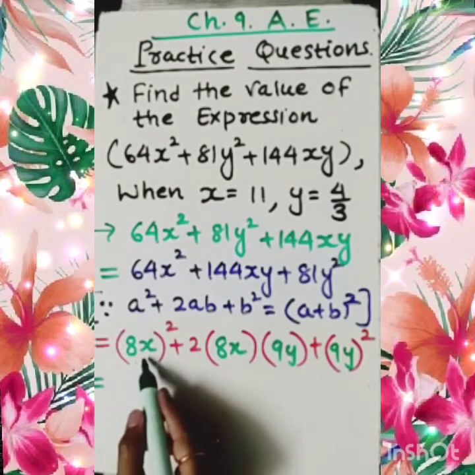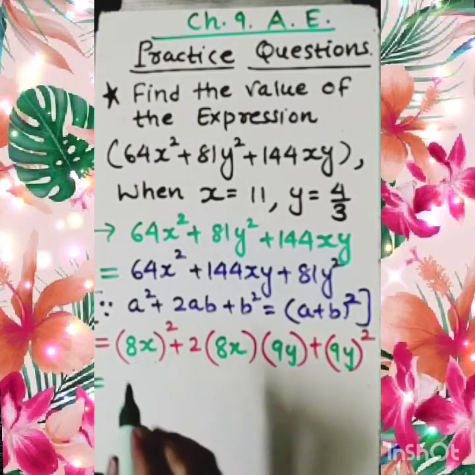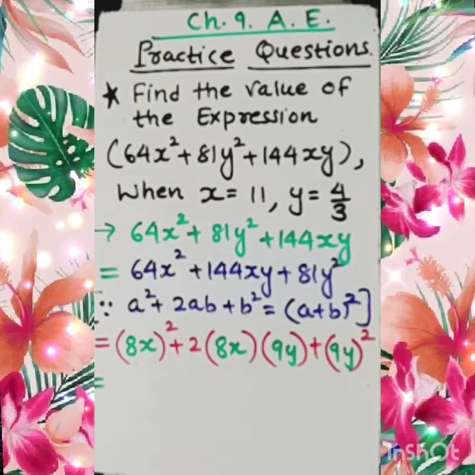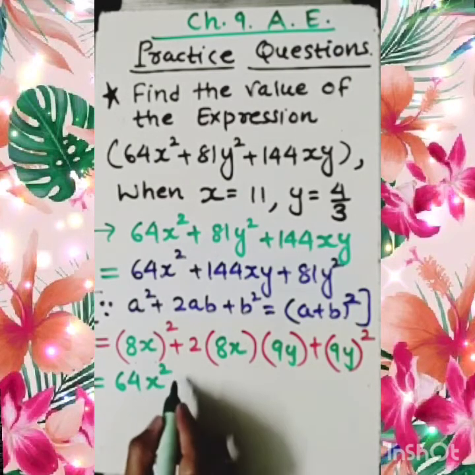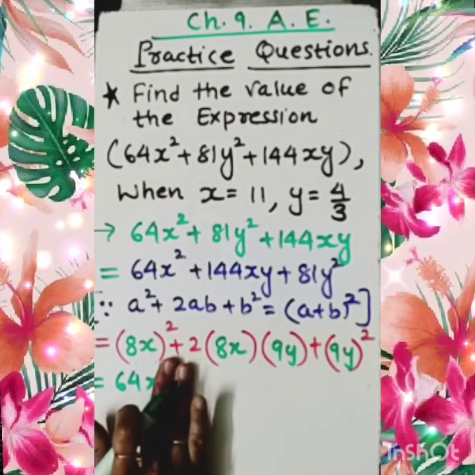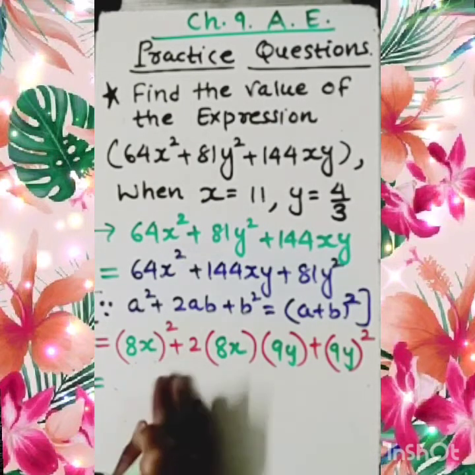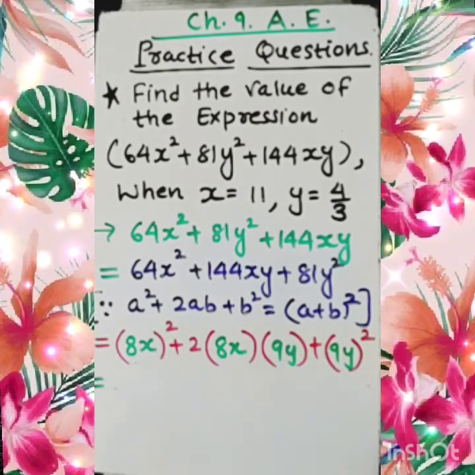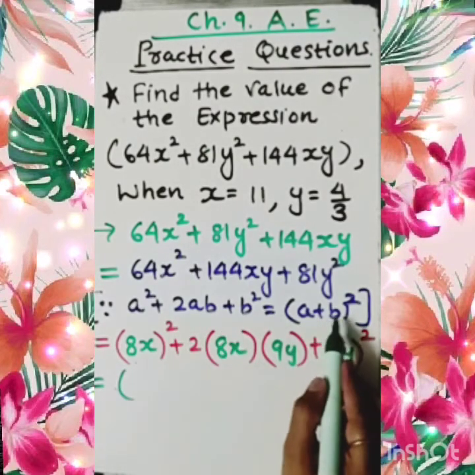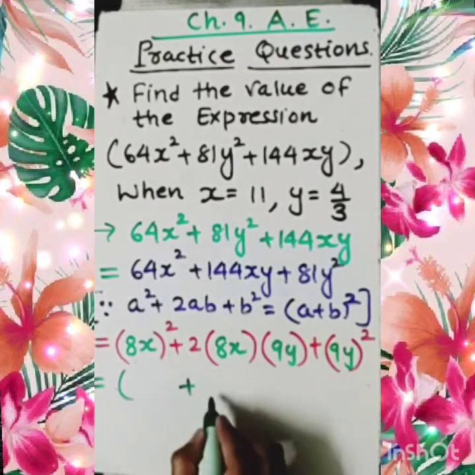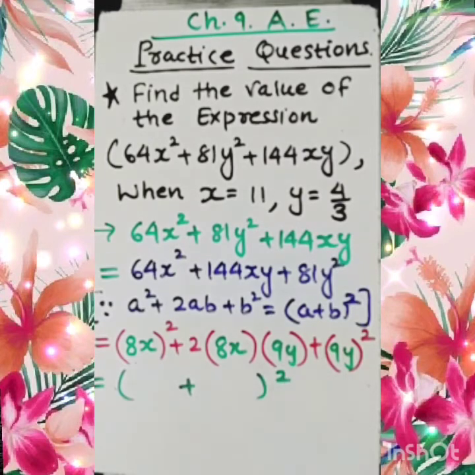Now 8x whole square indicates 8 square. 8 square is 8 into 8, that is 64x square. No, sorry, not like that. I am correcting myself. Here, as already we have written this thing, this is equal to a plus b whole square. So a plus b whole square, with that we are comparing.